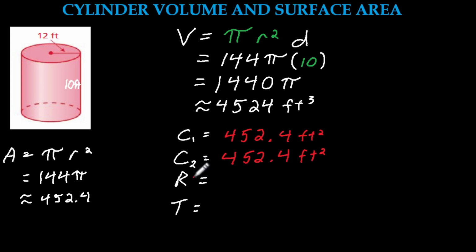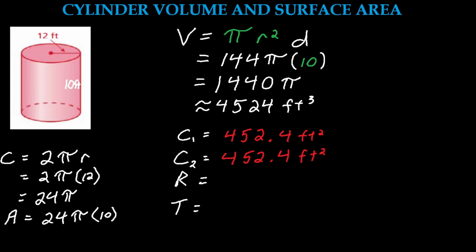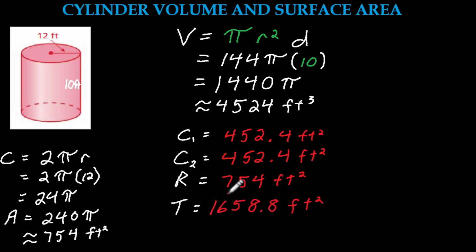Then in order to find the area of the rectangle between the 2 faces, I have to find the base of it. I already know the height is 10. So the circumference of a circle is 2 pi r. Substituting in for r is 2 times pi times 12, which is 24 pi. So the base of the rectangle is 24 pi, and the height of the rectangle is 10. 24 pi times 10 is 240 pi, which is approximately 754 feet squared. And now I just get a total of these 3. So our surface area is 1,658.8 feet squared.